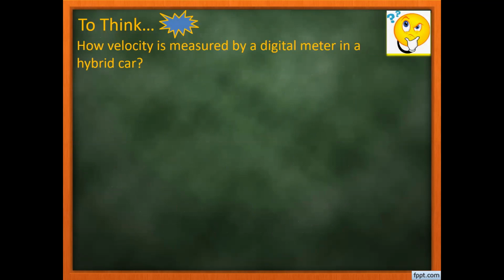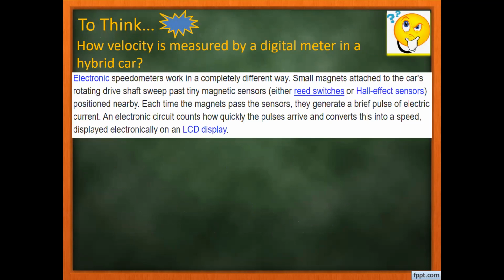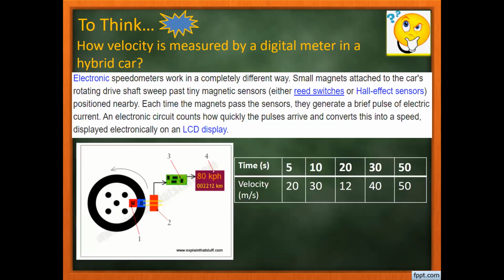Now to think about how velocity is measured by a digital meter in a hybrid car: as we move to electronics, more and more machinery output is shown by LCDs and digital displays. So how do they work? Electronic speedometers usually measure the pulses that arrive with each revolution of the tire, convert them into a speed, and display it electronically on an LCD, like the circuit shown here.